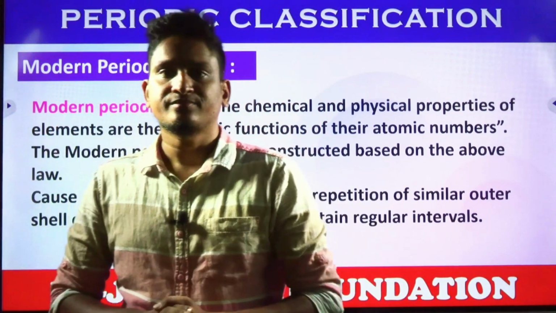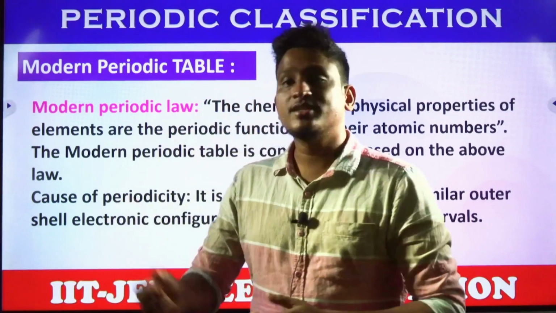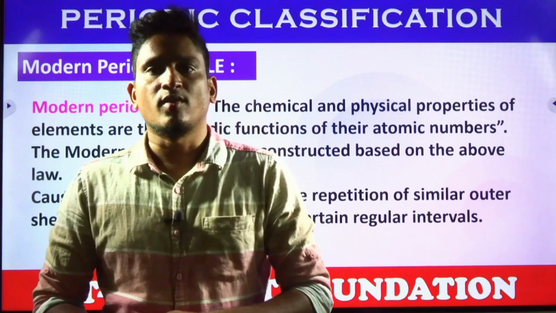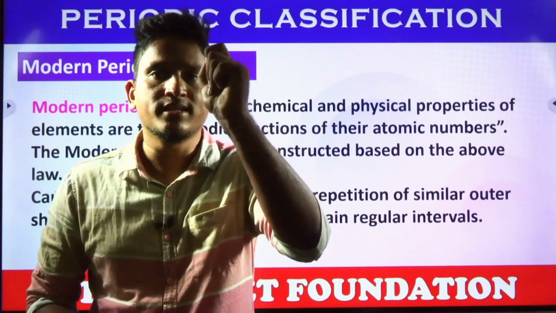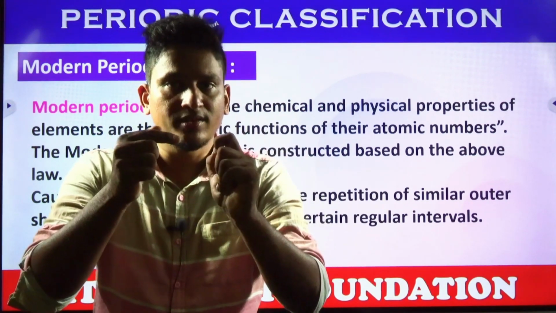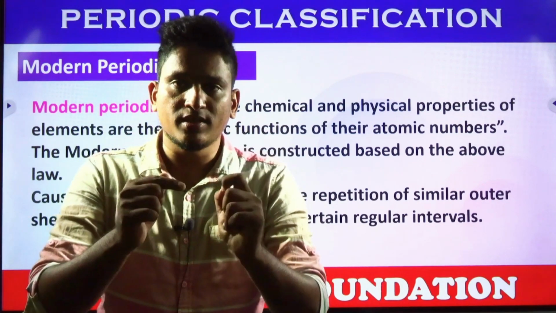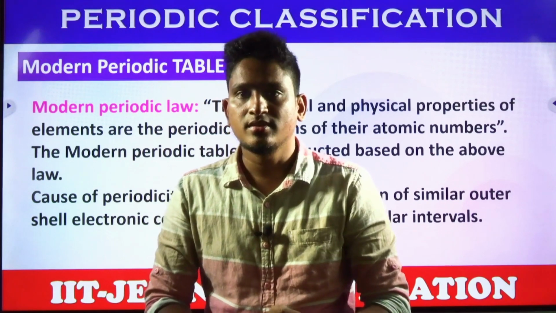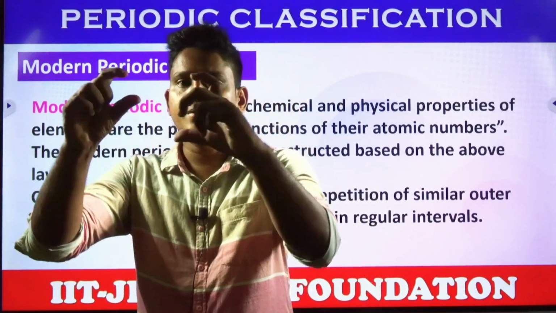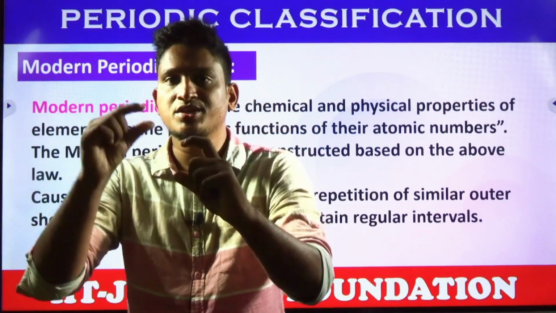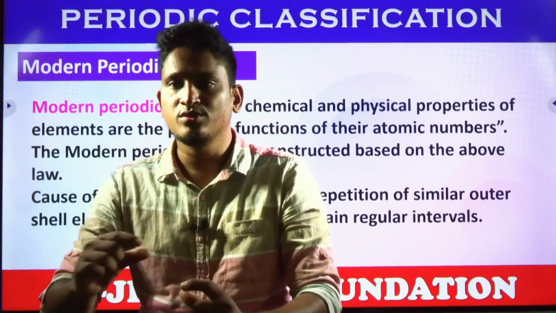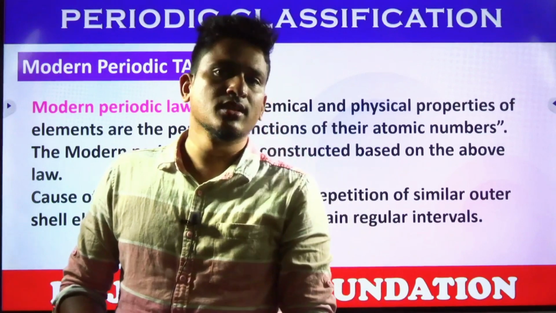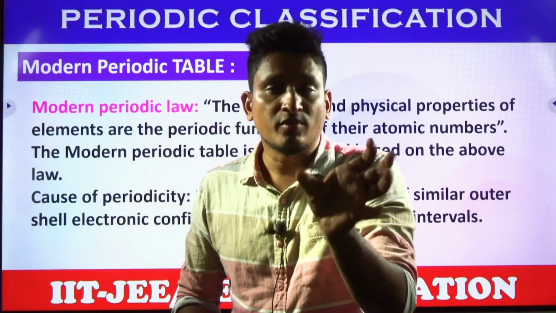Let's see how. What are the first group elements, students? What is the configuration? Let's say hydrogen. What is its valence shell configuration? 1s1. Next lithium 2s1. Next sodium 3s1. Potassium 4s1. 5s1. 6s1. 7s1. Yes or no? Second group elements. What is the configuration? Beryllium 2s2. Magnesium 3s2. Calcium 4s2. 5s2. 6s2. 7s2. What is the common thing in all these elements in one group?